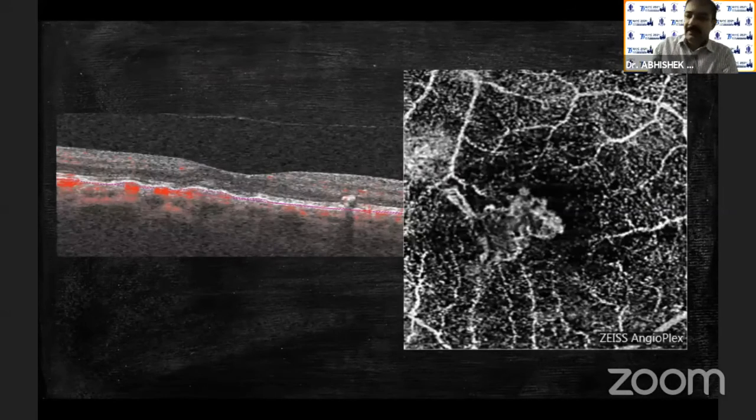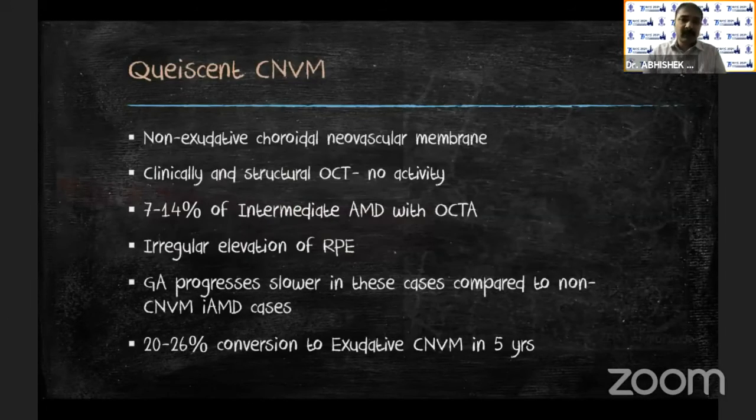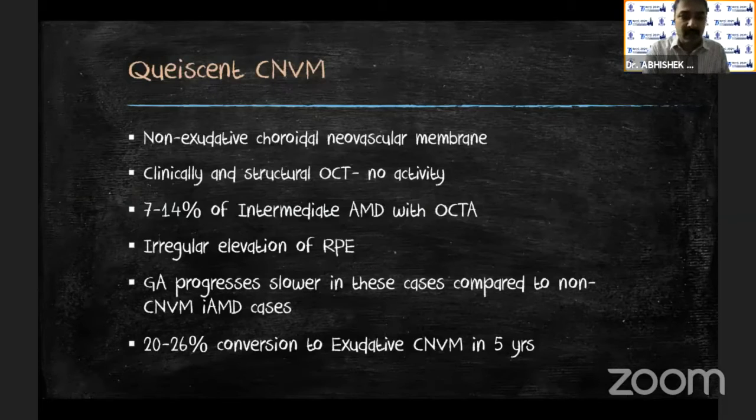This is an OCTA finding. So what you can see is that there is a membrane or an abnormal neovascularization, but it does not have any exudation on the structural OCT. So this is what we call a quiescent CNVM or a non-exudative choroidal neovascular membrane. Clinically and structurally, it presents as no activity on a structural OCT. But if you investigate with the OCTA, 7 to 14% of intermediate AMD may have such an underlying membrane.